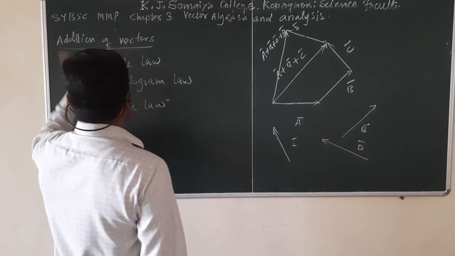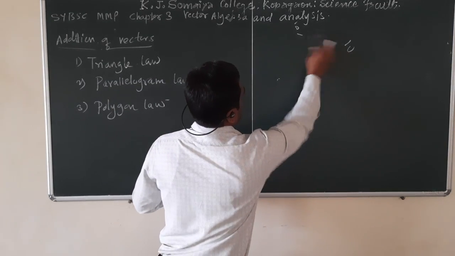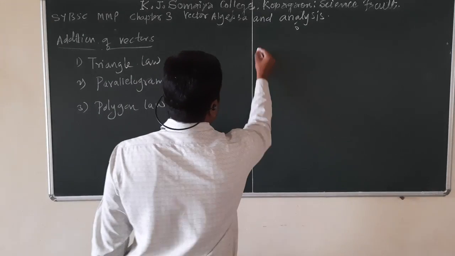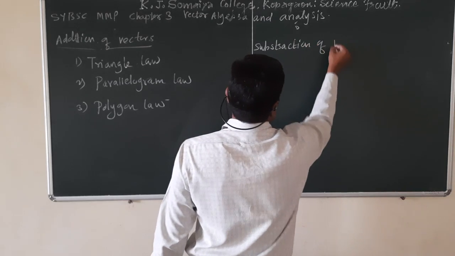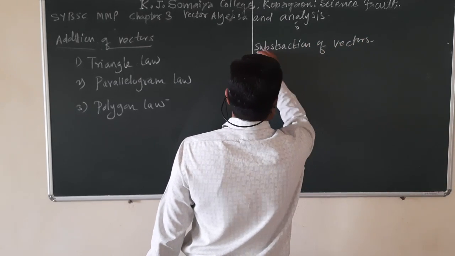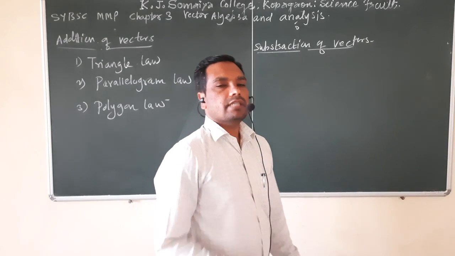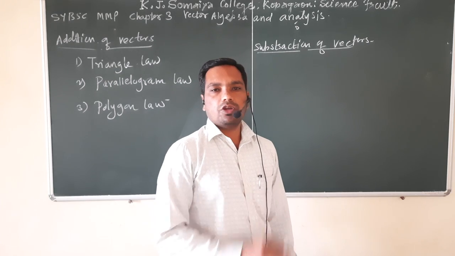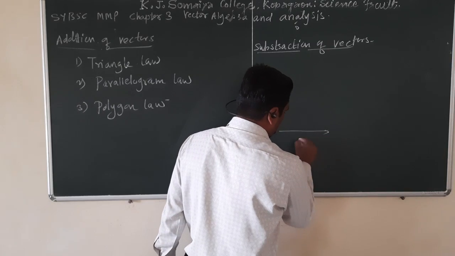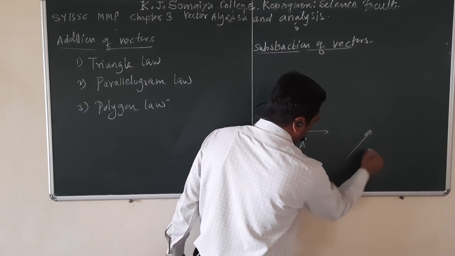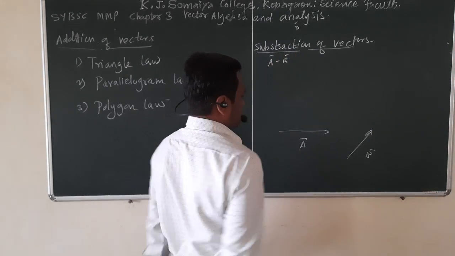Now next we have to study how we subtract two vectors. Subtraction of vectors is nothing but addition of vectors. How? Suppose this is vector A and this is vector B, and we have to subtract these two vectors. We have to take vector A minus vector B.